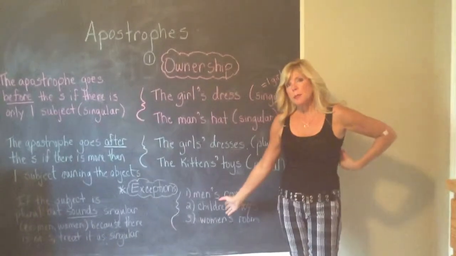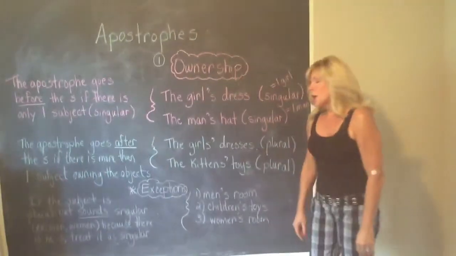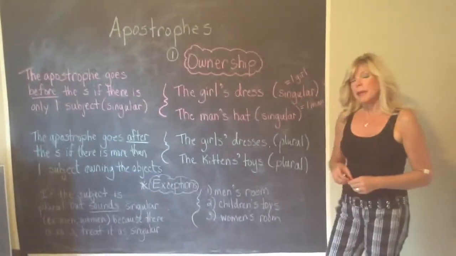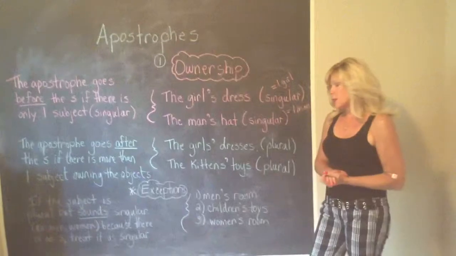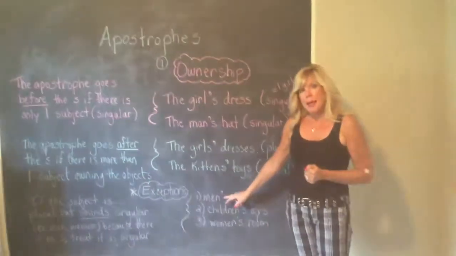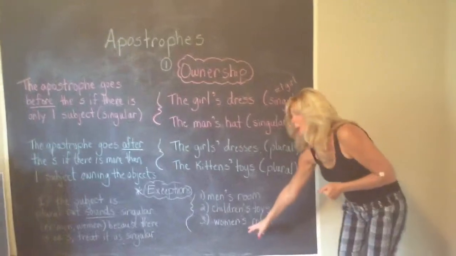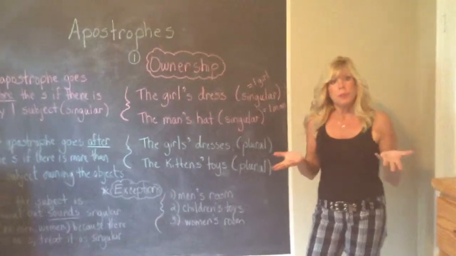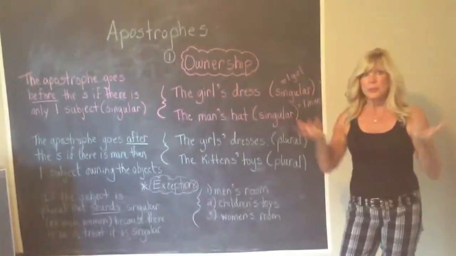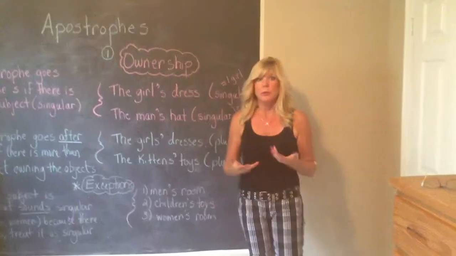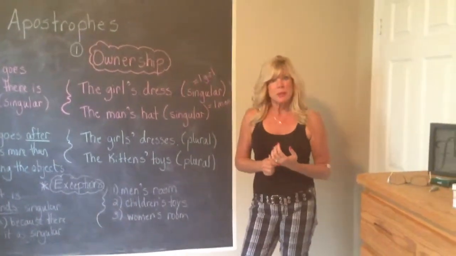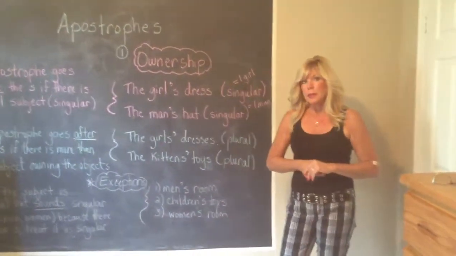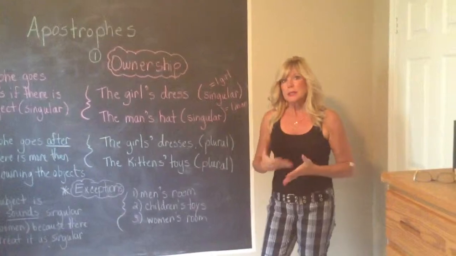So there's always an exception in the English language, it seems, and there are some words where you think, because it's plural, the apostrophe might go after the S, but not in these three cases. So when you think of the word men, or children, or women, they sound singular because there's no S on the end. But actually those words are plural, right? When you think about men, there's a whole bunch of guys in the room, or when you think about children, there's a whole bunch of kids. But they sound singular because there's no S. So in these three cases, even though they're plural, you treat them like they're singular because they sound singular.